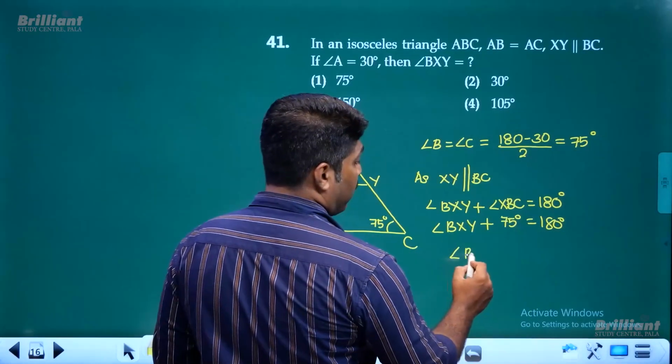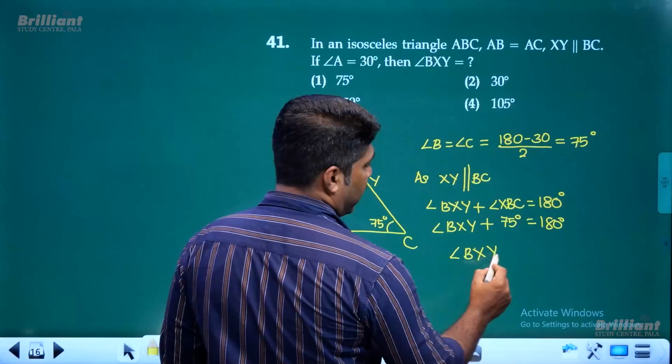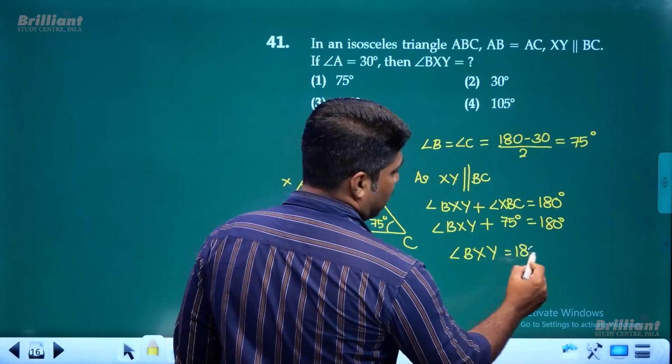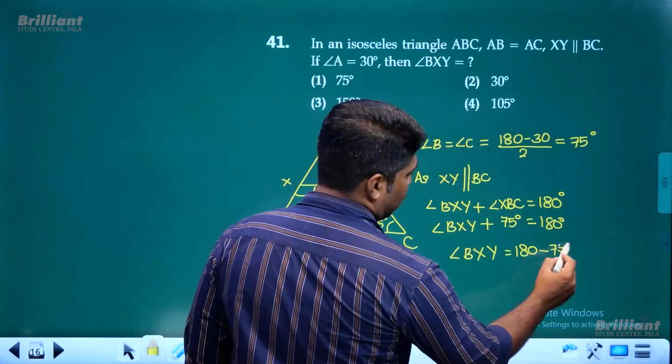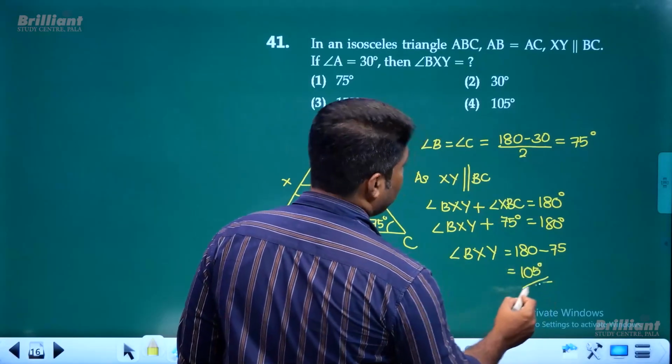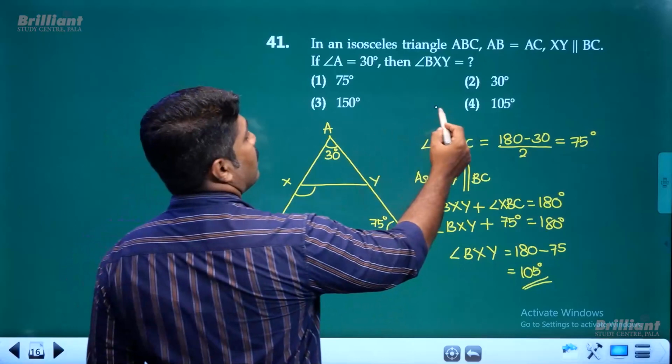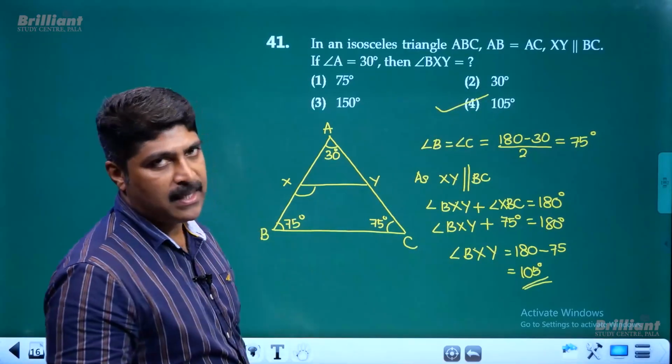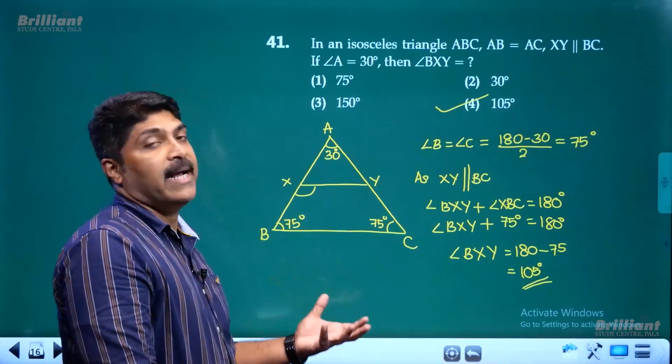Therefore, our required angle, that is BXY, is 180 minus 75. That's equal to 105 degrees. So this is based on those basic results. So that is the angle sum.